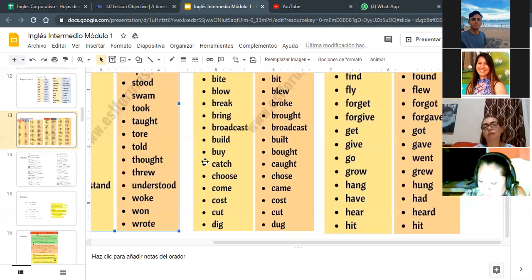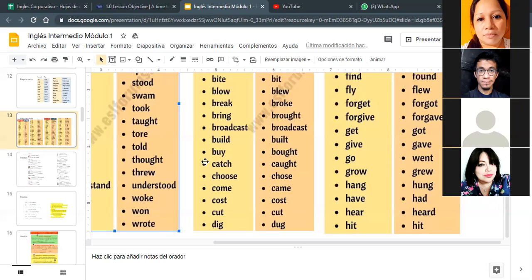Get is also very easy. Got, Gisela. Many years ago, I got a good job. Very good. Thank you. Give is also very easy. It's to give something, right? Gave is going to be for Areli. My father gave me the money. Good. That is a good one.